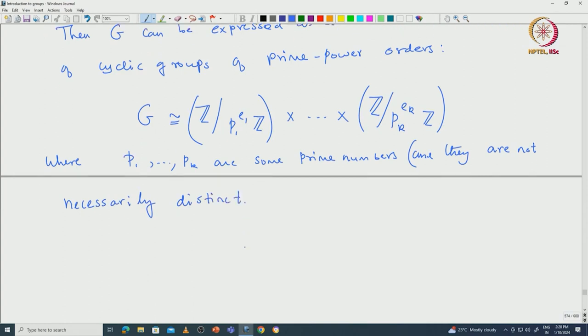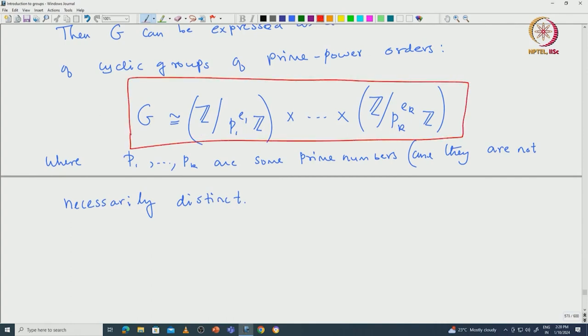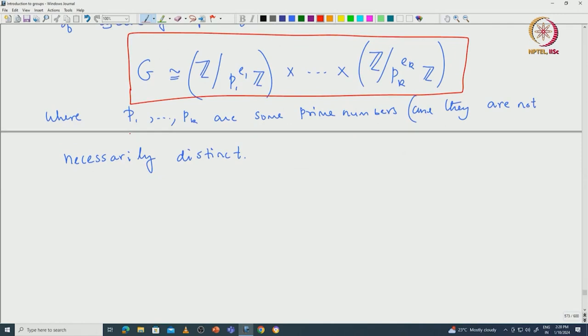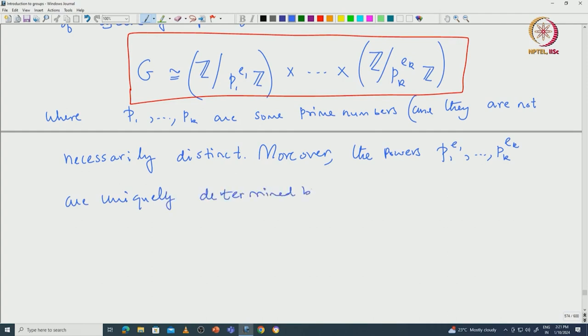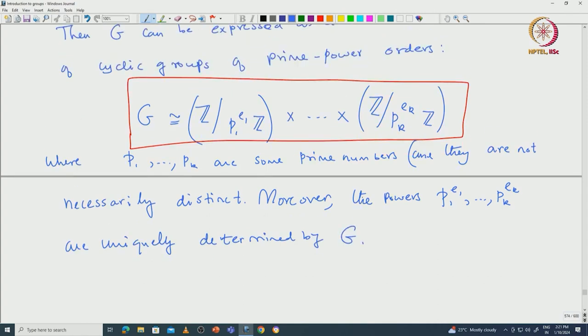Moreover, whatever decomposition you get for this G in terms of these prime powers, up to rearrangement, you are allowed to permute them, but up to permutation, these exponents and the prime powers are all uniquely determined by G. This is also part of the statement. Moreover, the powers p1 to the e1 through pk to the ek are uniquely determined by G. What does it mean?